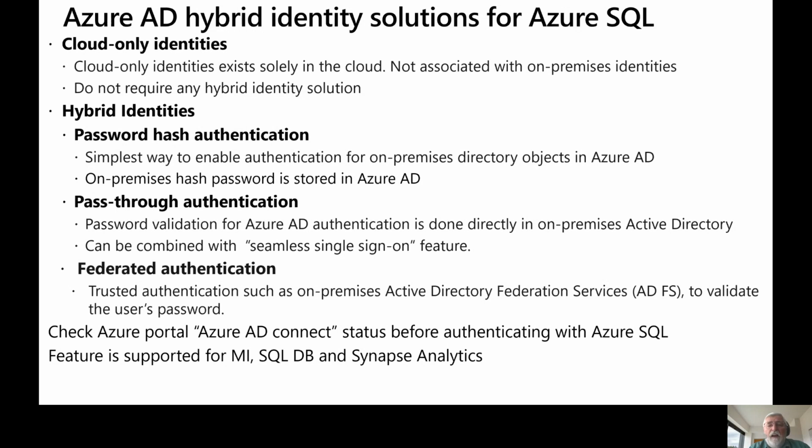And this can be combined with a seamless single sign-on, so you can use your Windows authentication. Both methods are an easier way to set it up. They do not require ADFS. And the majority of setup is really on the AAD side, and it's always good to check in the portal the status of Azure AD Connect, which is the mechanism to synchronize the on-premises Active Directory with AAD. This feature is supported for three SKUs: MI, SQL DB, and Synapse Analytics.